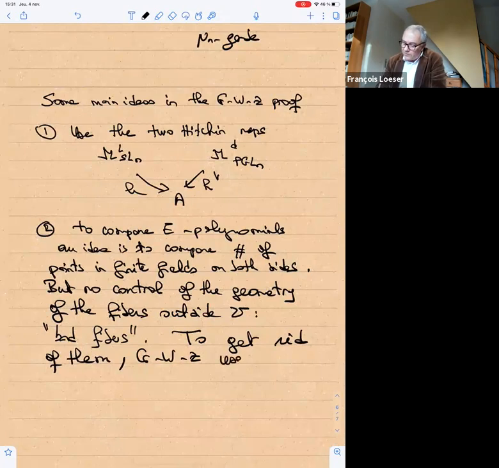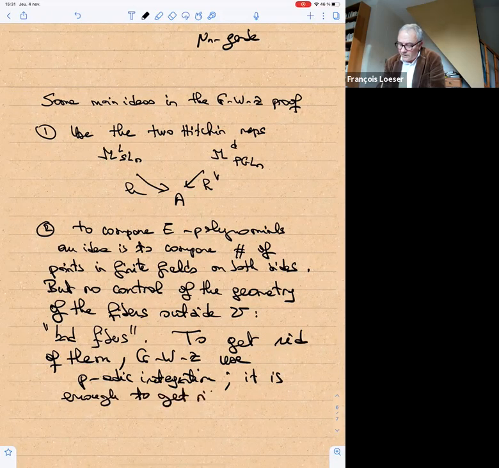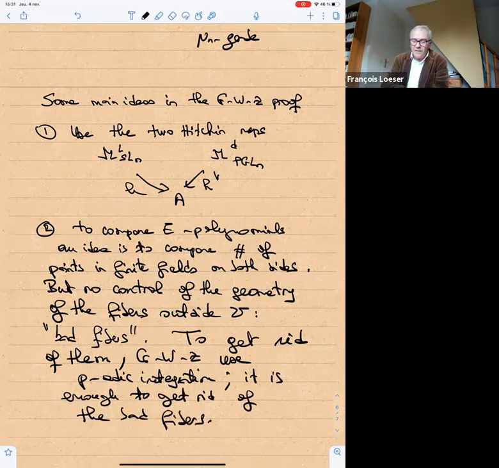They use periodic integration. It is enough to get rid of the bad fiber.